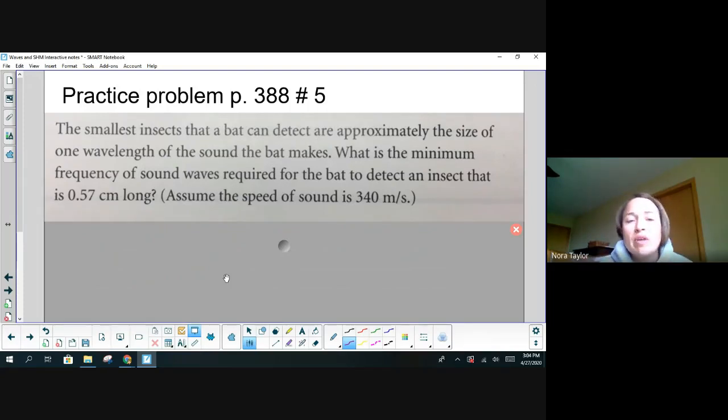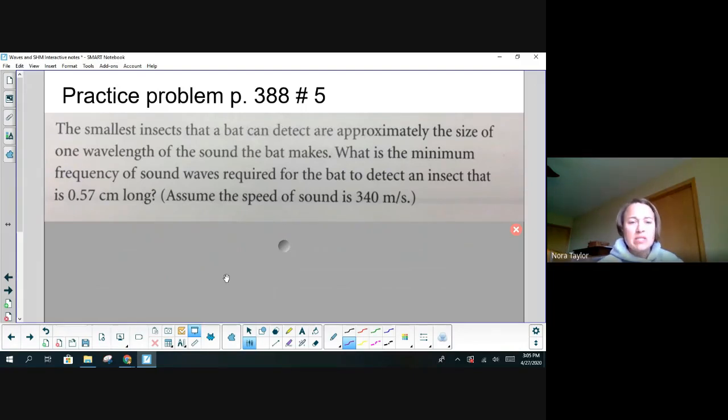Okay, so we've got bats, and bats can detect small insects. I don't know if you know anything about bats, but they use something called echolocation. So they send out sound waves that we actually can't hear. They're too high for us to be able to hear. And they get that information back, and they can detect insects that are teeny, little, bitty. So they can detect insects that are approximately the size of 1 wavelength.